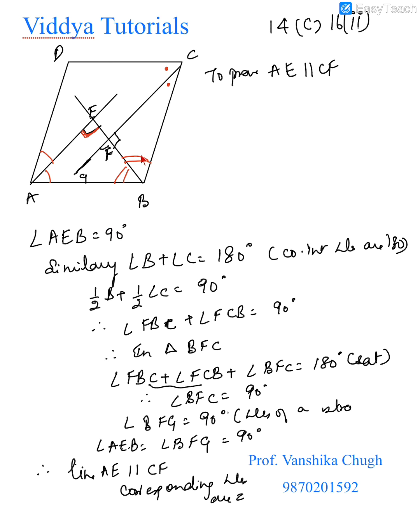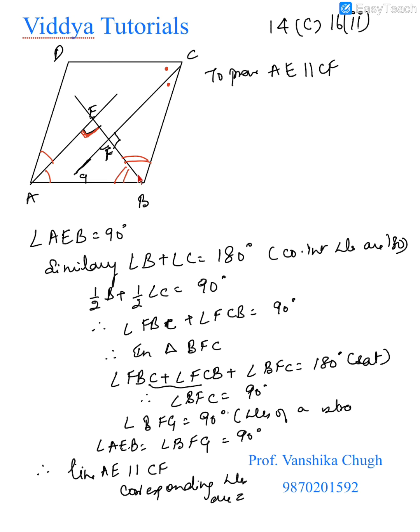You can now take your two adjacent angles B and C and similarly prove this is also 90. Same steps. Angle B plus angle C is equal to 180 degrees. Co-interior angles are 180. So half of angle B plus half of angle C is equal to 180 into half, which gives me 90. You can just write multiplying both the sides by half.